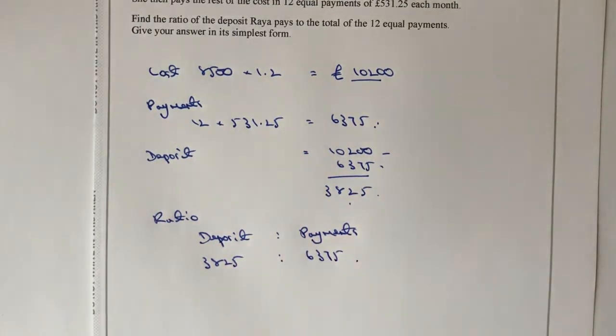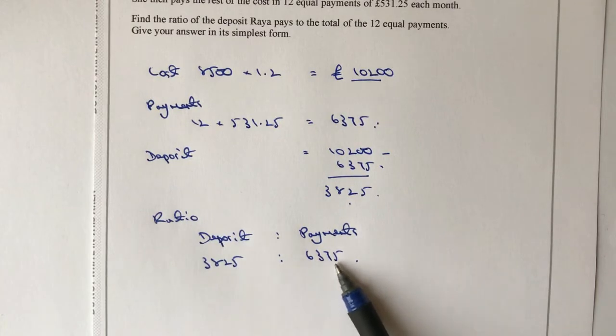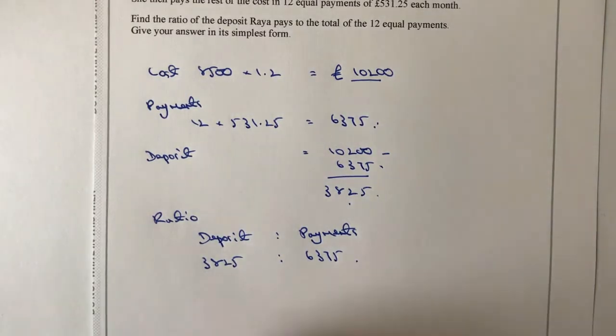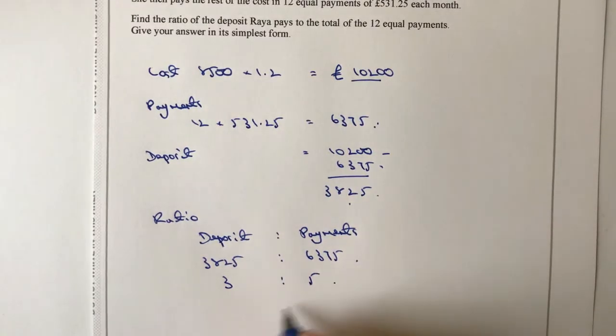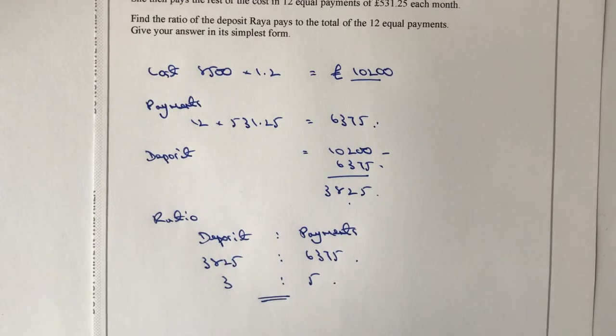Now, what you could do is put this in its simplest form by popping it into a calculator as a fraction: write 3825 divided by 6375, and when you simplify it you're going to get 3 to 5. That's the answer to this particular question. You might choose to divide through by 5 or 25 and chip away at this, and that's absolutely fine. It's just trying to get to the simplest form that you're looking for.